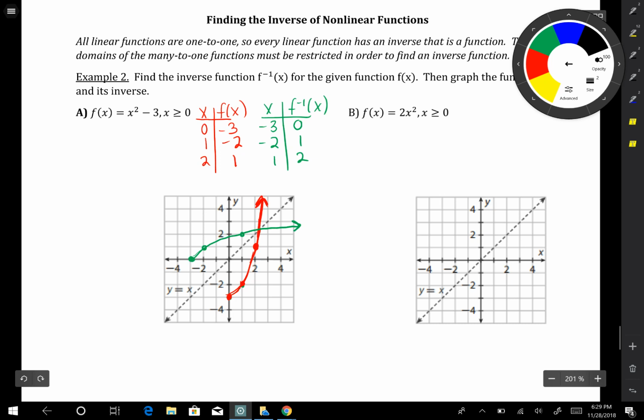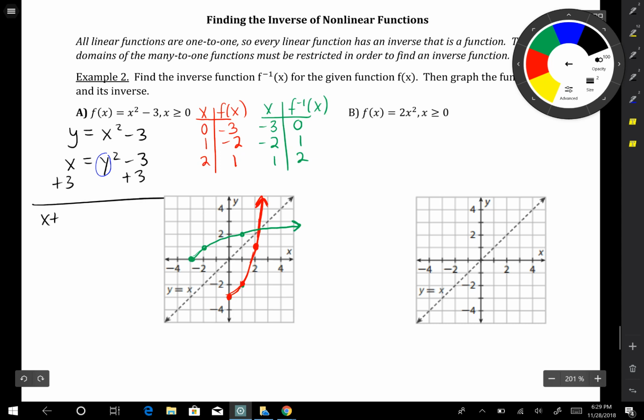Okay, so my first step in doing this is I'm going to write y equals x squared minus 3. Then I'm going to switch x and y, so x equals y squared minus 3. And I'm going to solve for y. So I'm first going to add 3.